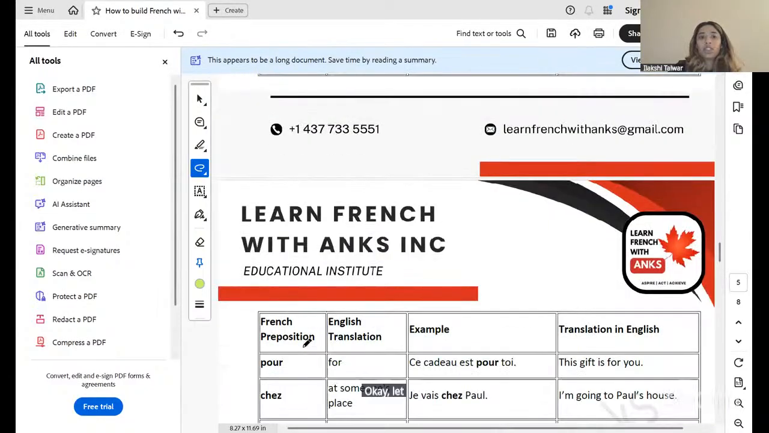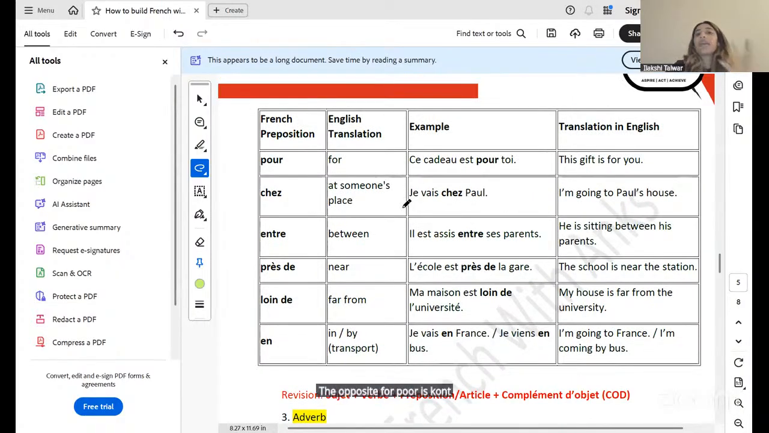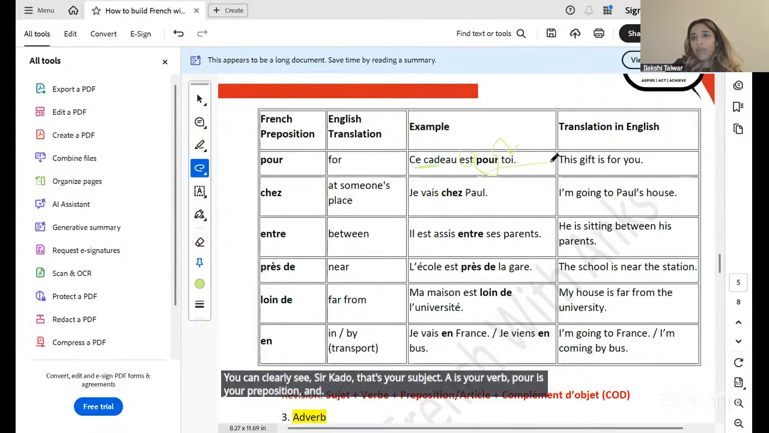Okay, let's continue. Pour is for. The opposite for pour is contre, by the way. For and against. Vous êtes pour ou contre? You are for or against. So, ce cadeau est pour toi. This gift is for you. You can clearly see ce cadeau, that's your subject. A is your verb. Pour is your preposition. And the whole element is your object.